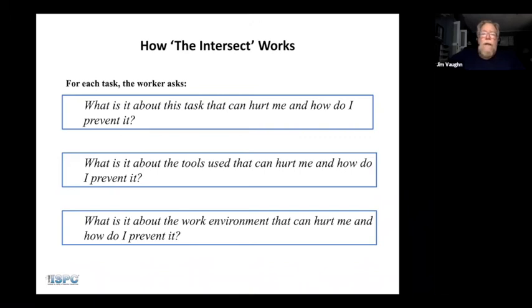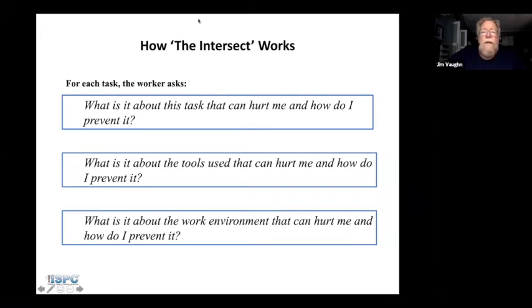And if we adopt a language such as task, tools, environment, or the intersect, and we've trained on it, then everybody knows what we're talking about. Oh, task, tools, environment. Did you use the intersect when you did your hazard analysis today? Yes, I did. Task, tools, environment. Not too much in the environment, but we are using some hydraulic tools, so that's an issue. And we did discuss each of the tasks that we're working on.